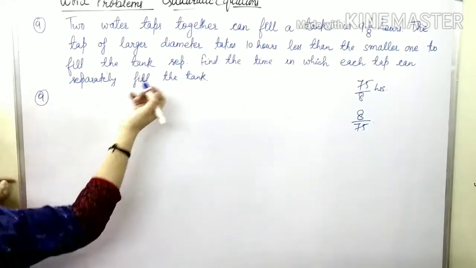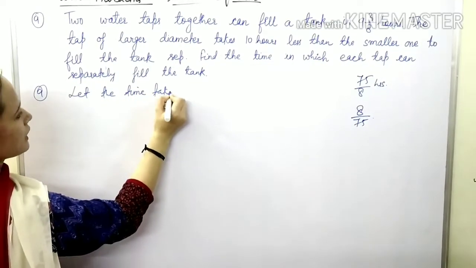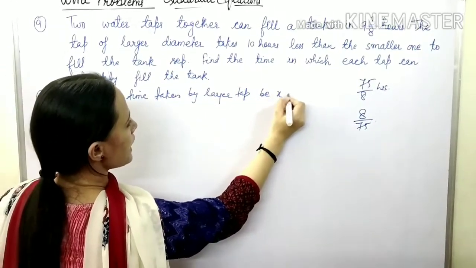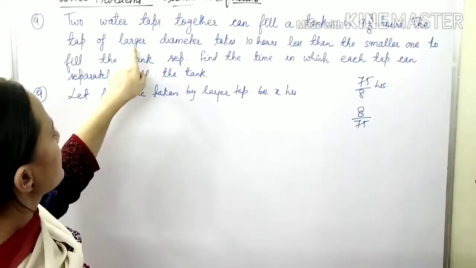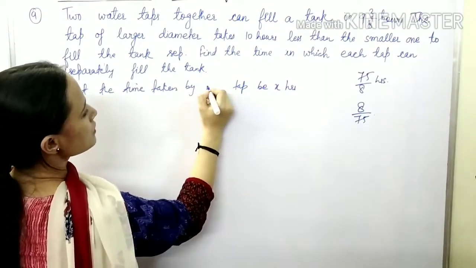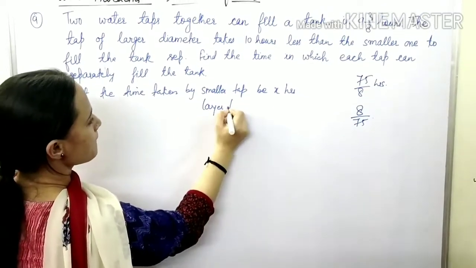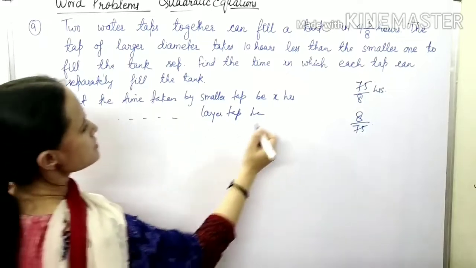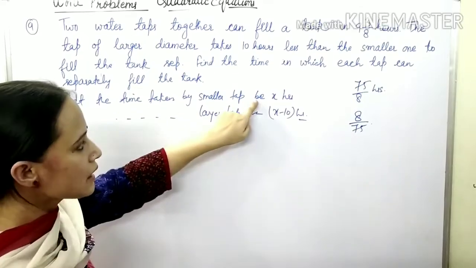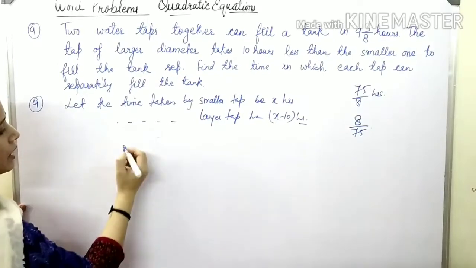Fine. So let us assume that the time taken by the larger tap be x hours, and it takes 10 hours less than the smaller one. So let us assume that the smaller one is taking x hours, so the larger tap will be taking, you can write this yourself, x minus 10 hours. Okay, now this is the time they are taking to complete the task.